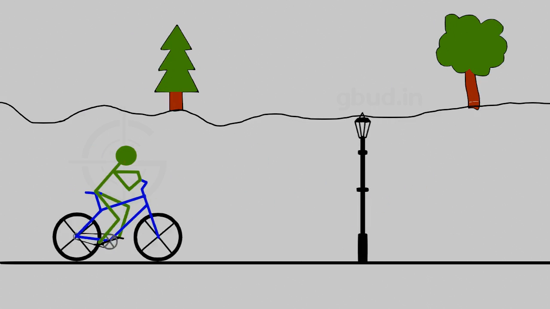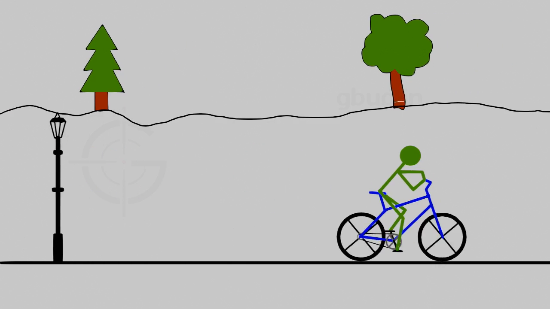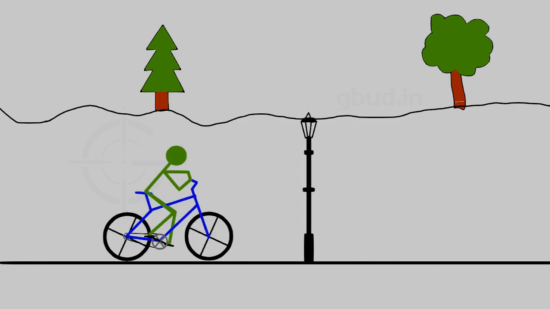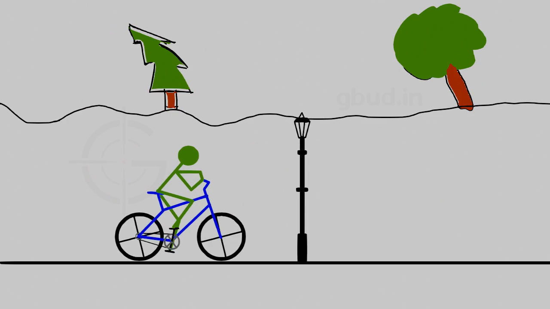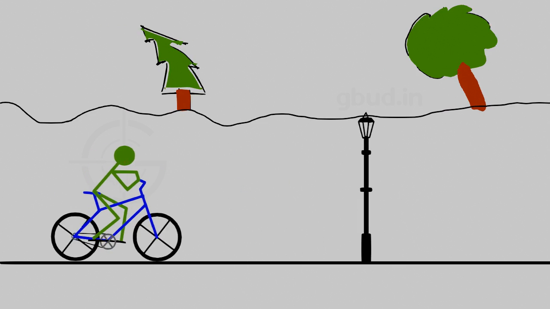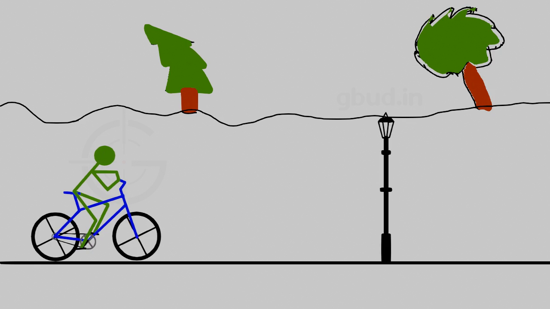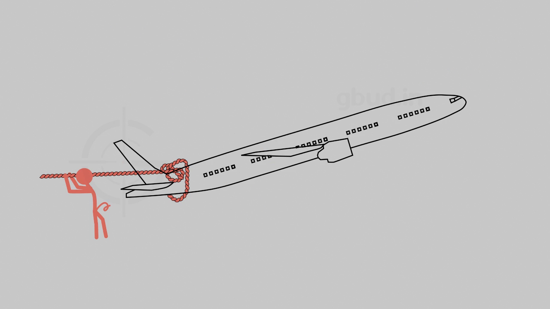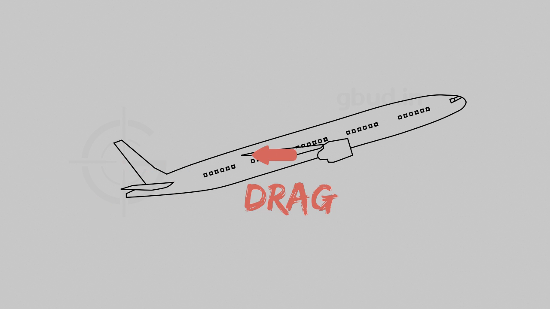Take the example of bicycle again. When you are going on a bicycle and there is no wind, you would feel easier to push the bicycle. When there is a strong wind, you would feel difficult to pedal. It is because a force is acting against your movement. This force is called drag. Similarly, any object moving in the air will experience drag. The drag will act in the direction opposite to the movement of the aircraft.